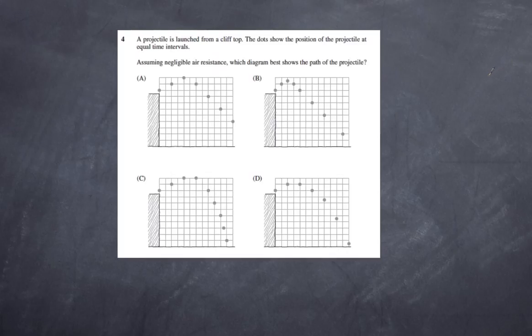So now we have a pictorial version of projectile motion. The dots show the position of the projectile at equal time intervals. And you have to work out which is the best path. I'll give you a few moments to work out the answer.